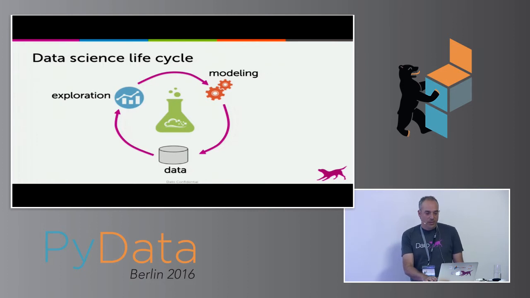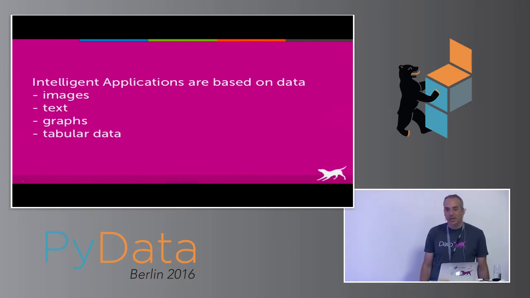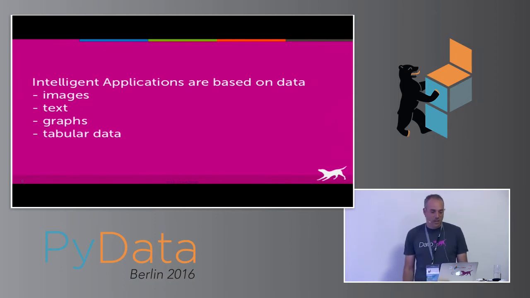I want to show you some examples of what we call intelligent applications, that originate from data. There are different types of data sets we work on: images, text, graphs, and tabular data, and I'll show you examples of all of them today. We also handle time series, but I won't focus on that today.